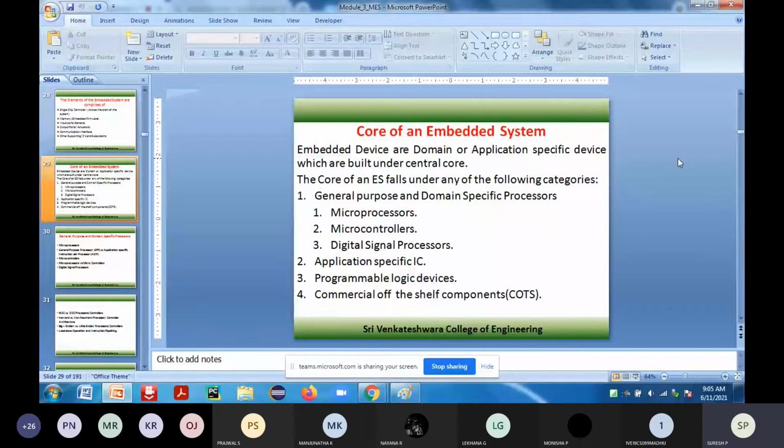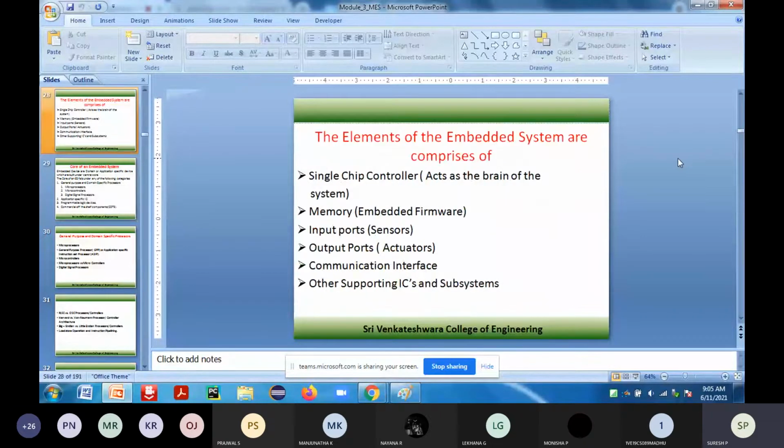That is your core element, a single chip controller which will be acting as the brain of the system. Next, memory should be there, which will be holding the piece of software in the ROM that the particular application has to perform. Third is your input port, which will be acting as a sensor, where you are going to place the sensors, and you are going to have the output ports.